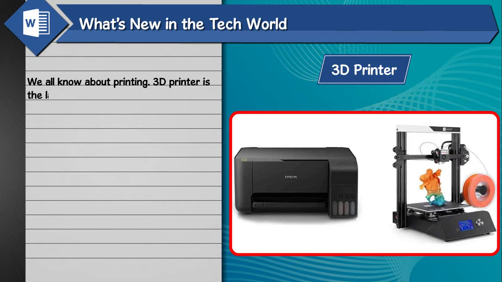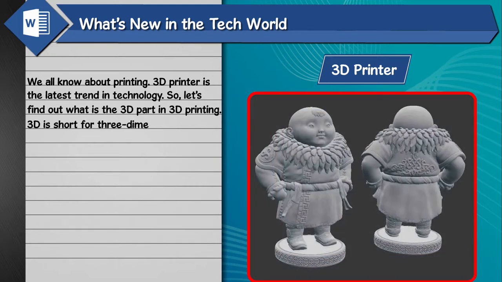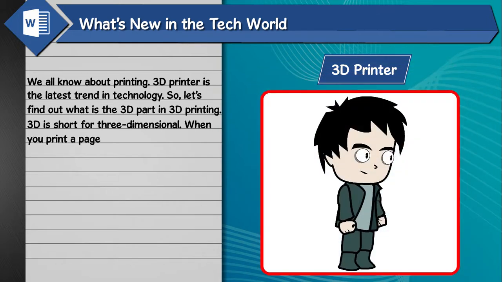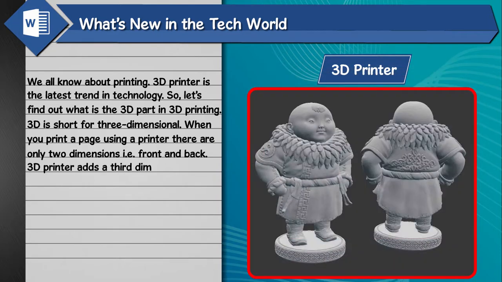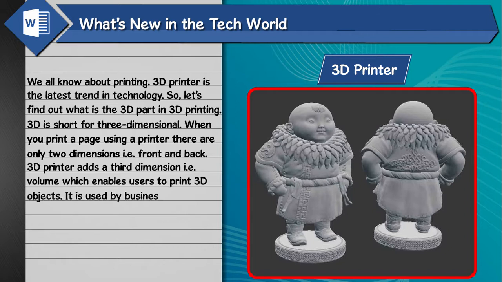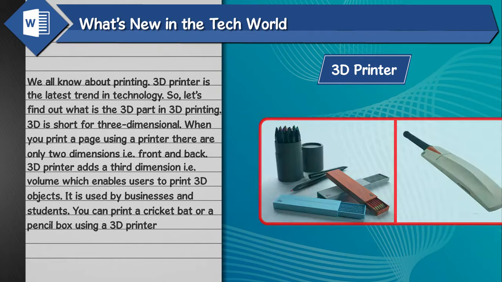3D printer. We all know about printing. 3D printer is the latest trend in technology. So, let's find out what is the 3D part in 3D printing. 3D is short for three-dimensional. When you print a page using a printer, there are only two dimensions, i.e. front and back. 3D printer adds a third dimension, that is volume, which enables users to print 3D objects. It is used by businesses and students. You can print a cricket bat or a pencil box using a 3D printer.